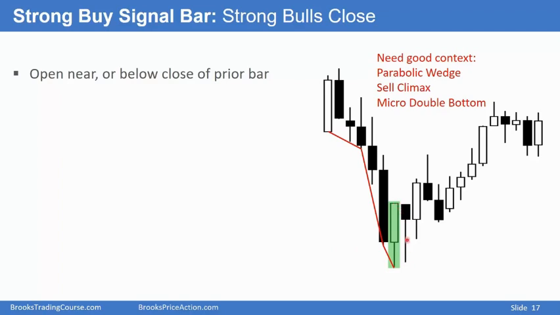And then here we went up, and we went down, went up. We went down twice. Down, up, so a micro double bottom. That increases the chances that the reversal will work. So the context is pretty good. I also like to see close well above the prior bar's close. And the tail on the bottom, ideally, you want it to be a third to a half the size of the signal bar.